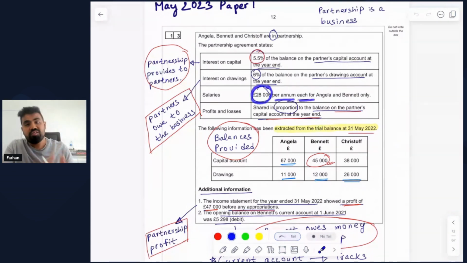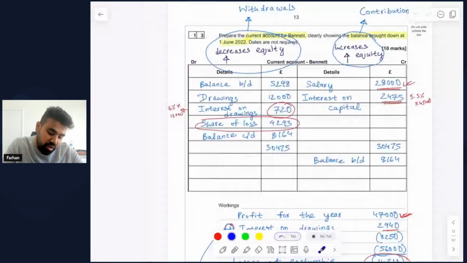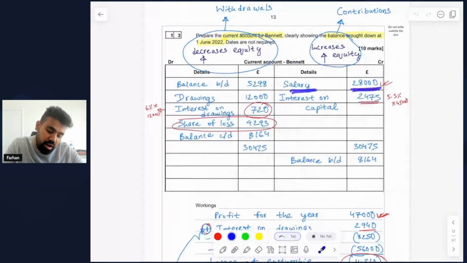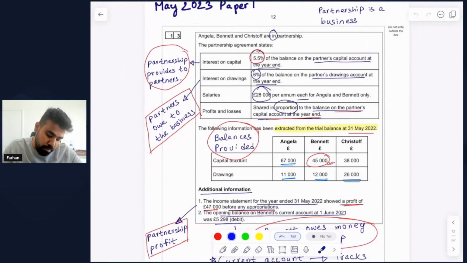So this salary that Bennett is receiving is like a contribution that's adding to the current account, or in other words, it's increasing the equity within the current account. So therefore, the salary is being reflected on the credit side, which is £28,000. We also know that interest on capital is given by the business at 5.5% based on the end of year balances. So let's go to the balance for capital account for Bennett.